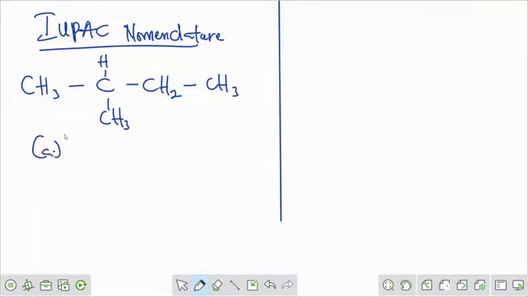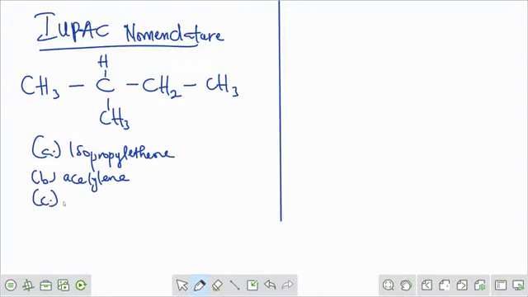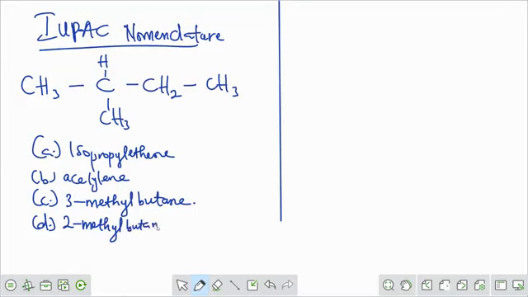We have option A, isopropyl ethene. They said B, acetylene. They said C, 3-methylbutane. They said D, 2-methylbutane. And E, they said 5-methylbutane.